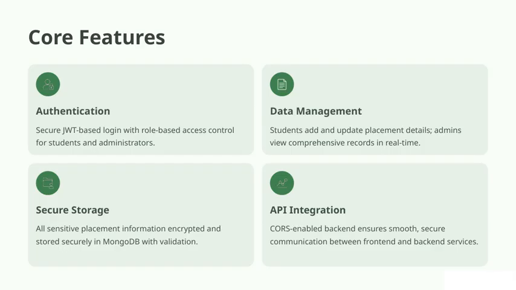First, we have authentication. We use secure JWT-based login, which stands for JSON Web Tokens, to ensure that users are who they claim to be. This setup also incorporates role-based access control, meaning students and administrators have different levels of access, helping us maintain security and proper permissions. Next is data management. Students can add and update their placement details directly, making the process straightforward and user-friendly.